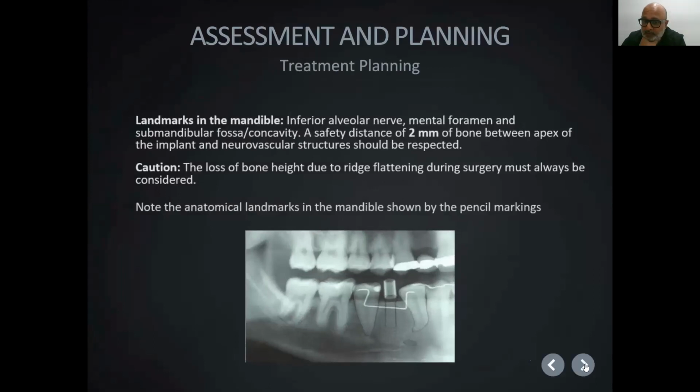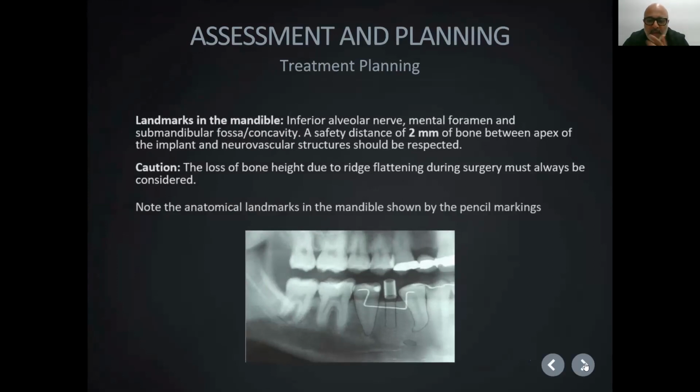Landmarks of the mandible: inferior alveolar nerve, mental foramen, submandibular fossa and concavity. A safety distance of 2 millimeters of bone between the apex of the implant and the neurovascular structure should be respected. I usually try and maintain a bit more than that.